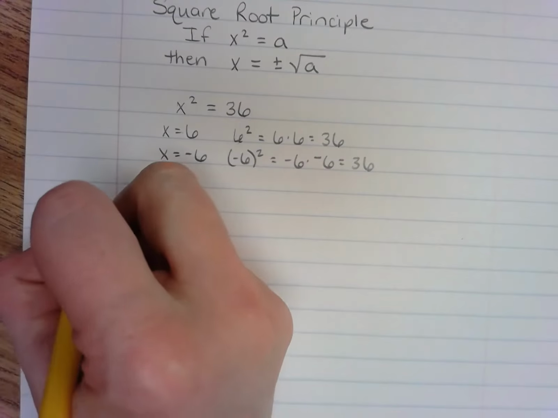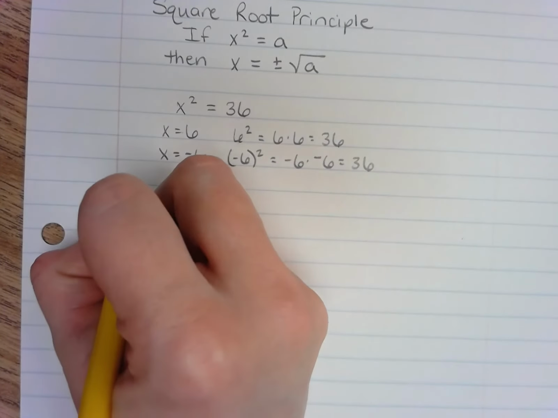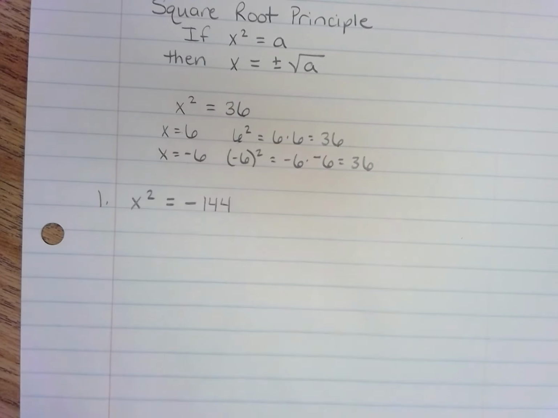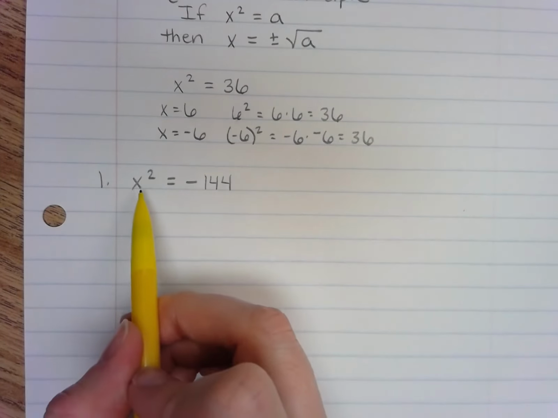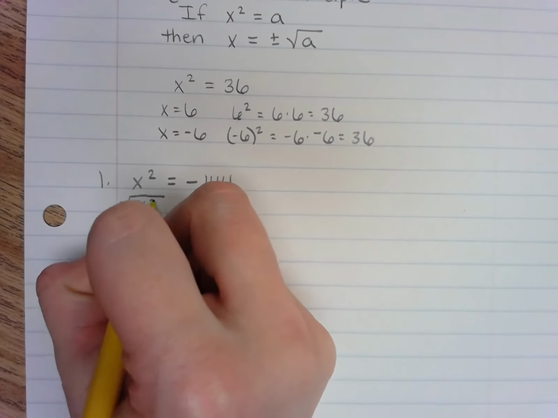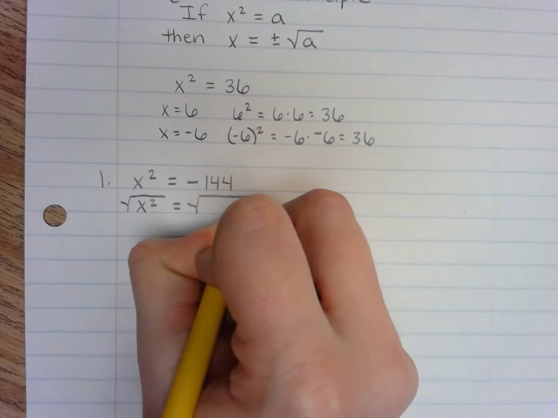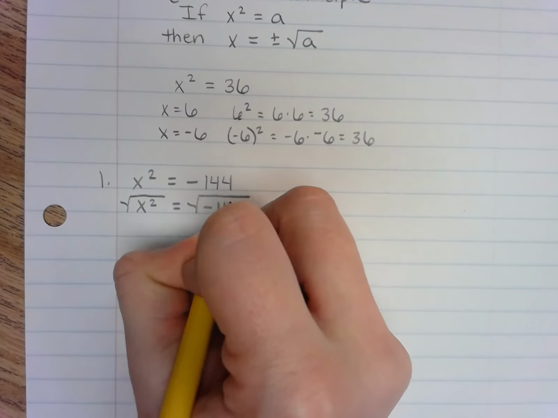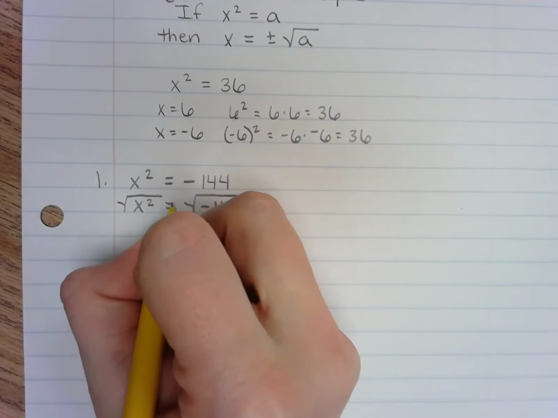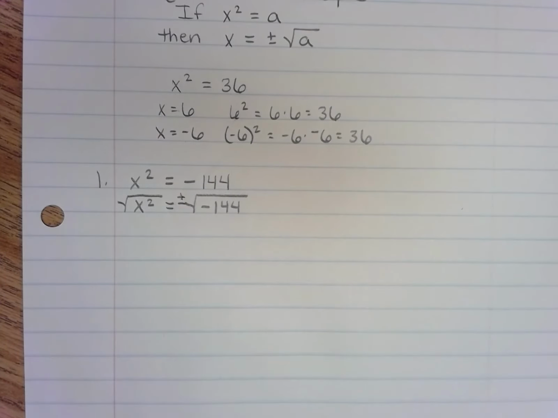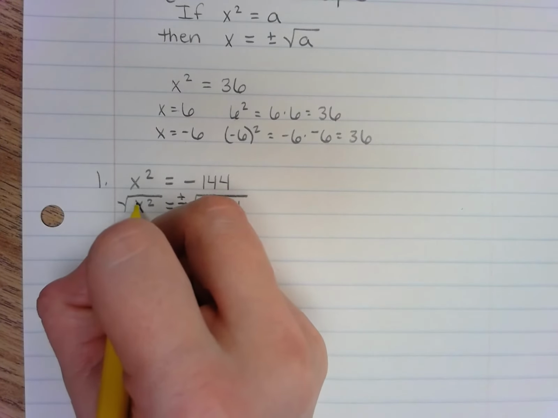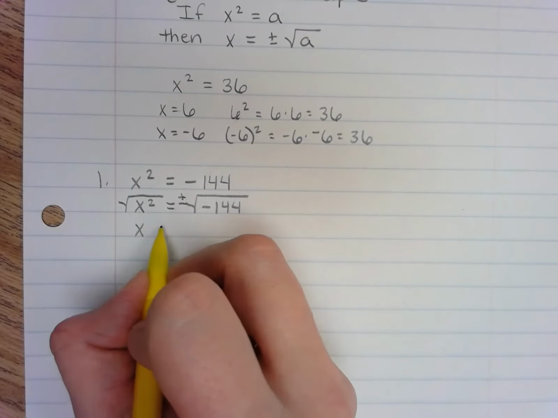Let's look at our first example. We have x squared equals negative 144. So to undo this operation of squaring, we would take the square root. So the square root of x squared will give you x, and then we'll do the square root of negative 144. Don't forget to use plus or minus square root. So x squared and square root, those cancel one another out, leaving you just with x.